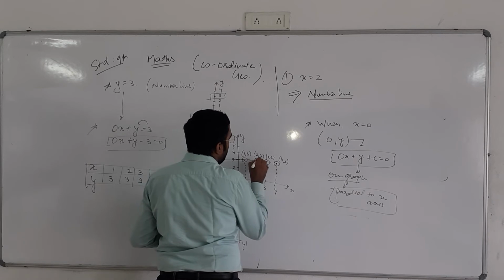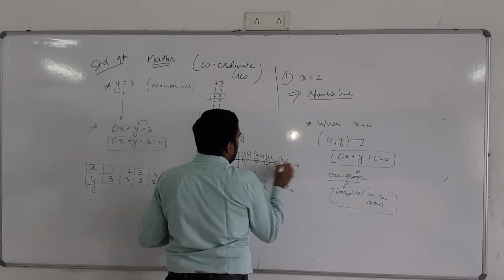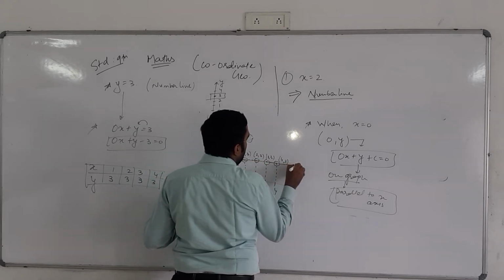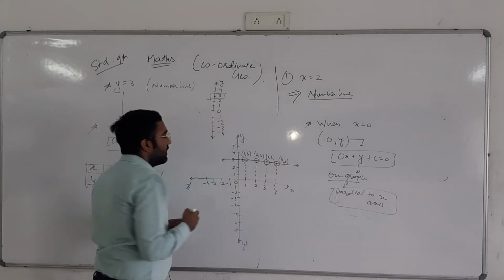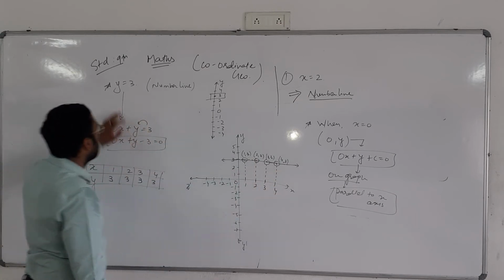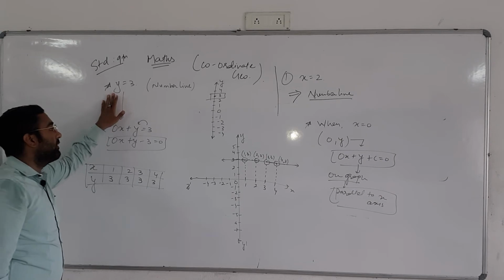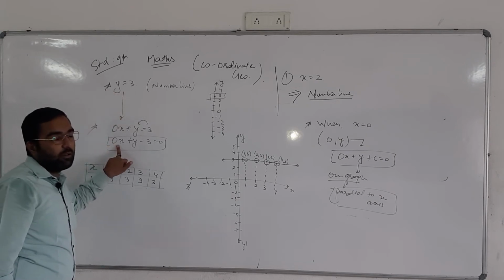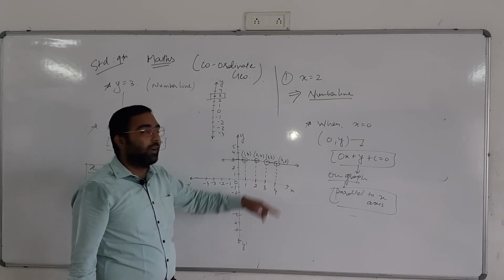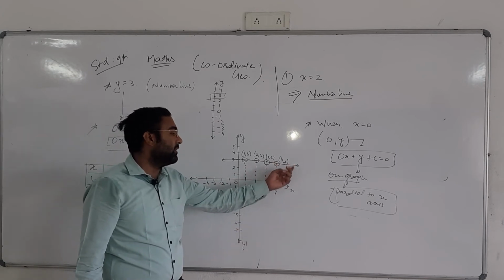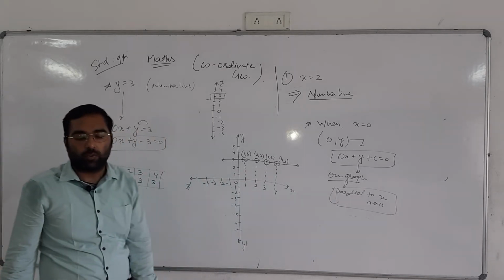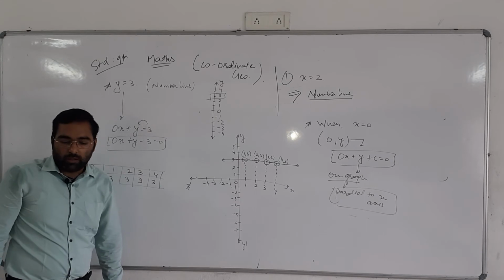Okay. So as per the points, what I found is a straight line that is parallel to the x axis. When I take the value of y and x equal to 0, the graph on the Cartesian plane is a straight line parallel to the x axis, that I already told you. Okay. Clear, students?